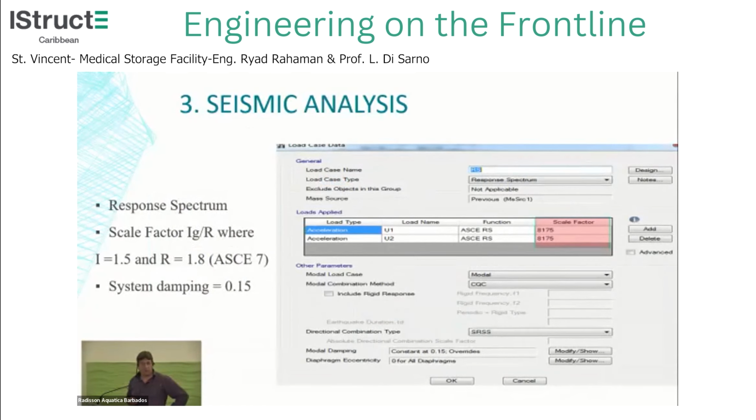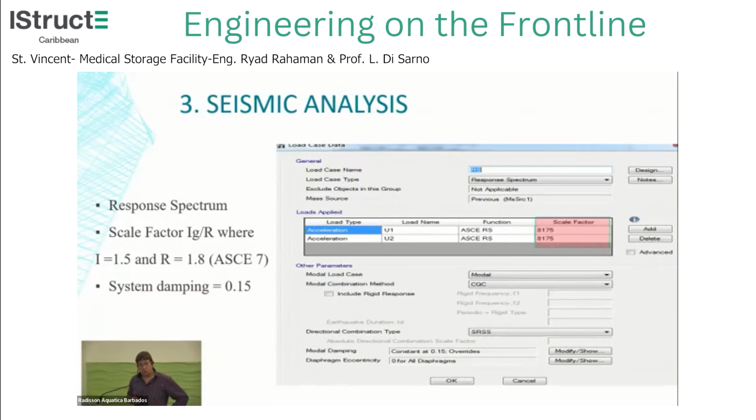What's our scale factor for response spectrum? 1.5, that's the importance occupancy category. R is equal to 1.8. If you were doing a special moment frame, that R would be equal to 8. That's a fraction of the force, right? We are approaching something closer to the actual earthquake force.